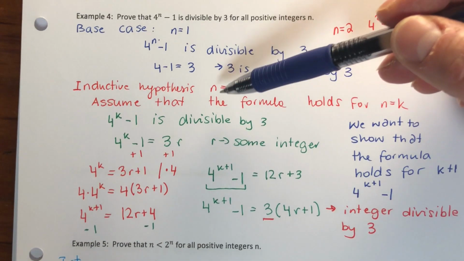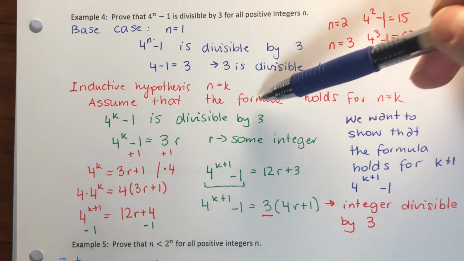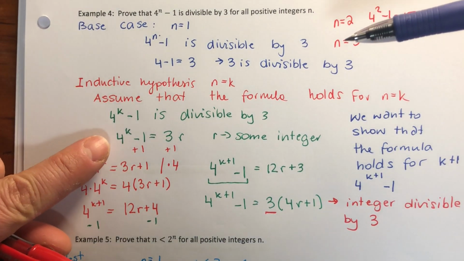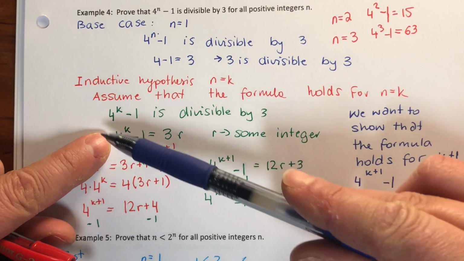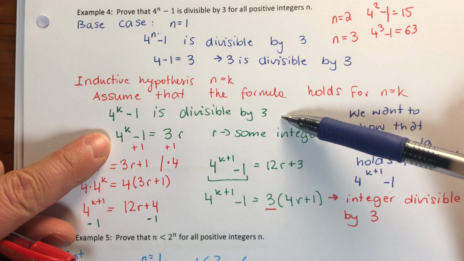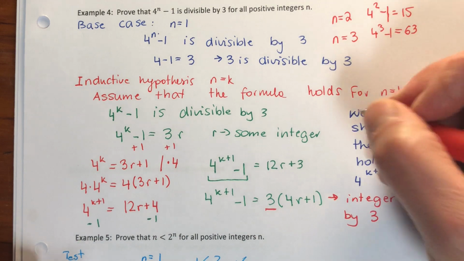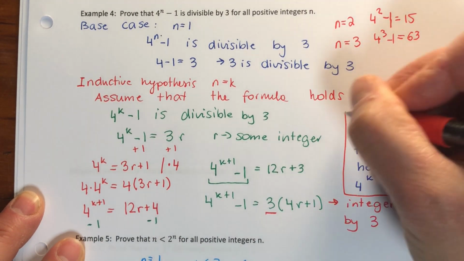What I'm going to do is plug in k for n, and I am going to assume that the formula holds for n is equal to k. So the only thing that I am changing at this moment is I am saying that 4 to the power of k minus 1 is divisible by 3. Okay?